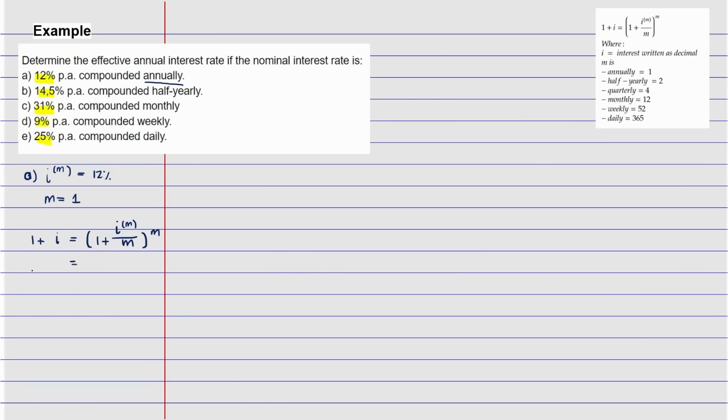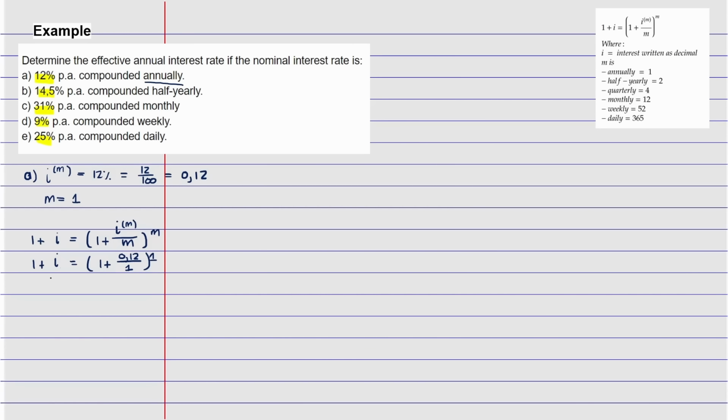So here, let's substitute. Remember the fact that this is the one that we're looking for, right? So it's going to be 1 plus, right? So this one is going to be what? It's going to be 12%. So let's change it. It's the same as 12 divided by 100, right? And this is going to be 0.12, right? So it's going to be 0.12 divided by what? By m, which is 1, to the power 1, right?